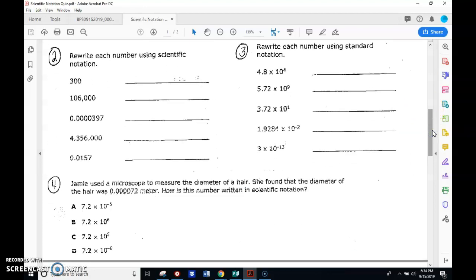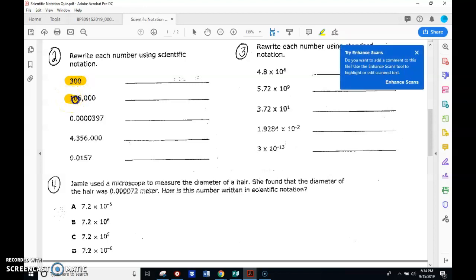Number 2, rewrite each number using scientific notation. $300, $106,000, 0.0000397, 4,356,000, 0.0157.